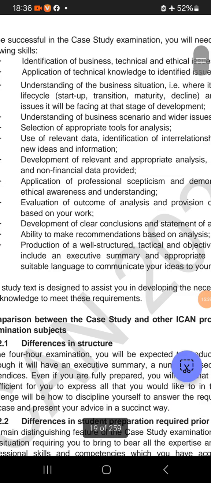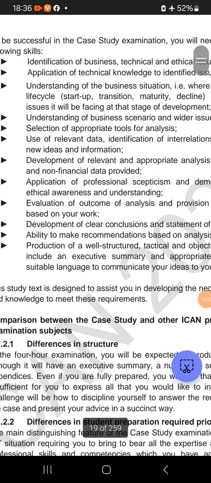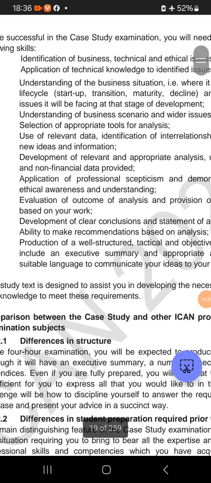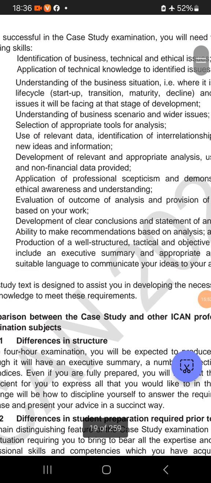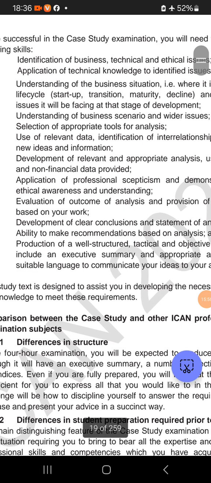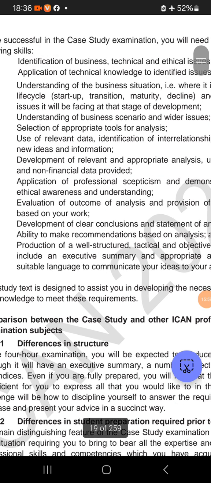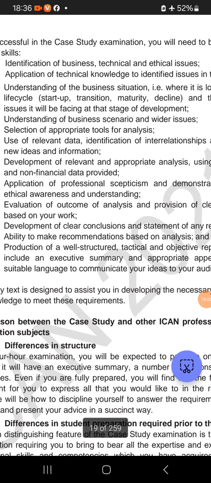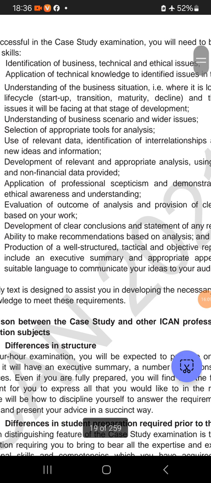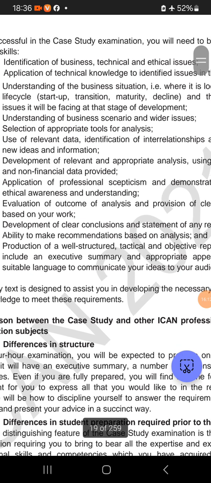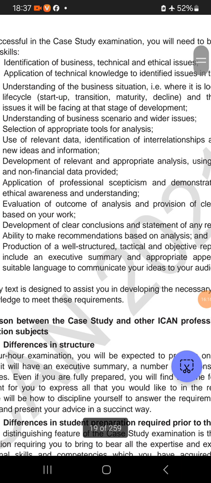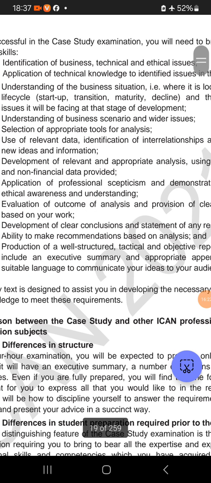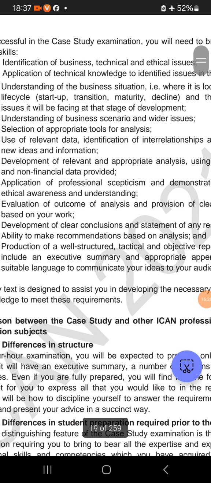Okay, the next one we want to talk about is the development of relevant and appropriate analysis using the financial and non-financial data provided. While you are doing all this, the bottom line is you are writing a report, and your report must be able to develop relevant and appropriate analysis. For example, if you use trend analysis, for instance, and you are comparing the sales of 2021 with 2022, and you are now comparing that movement with the one of 2023.